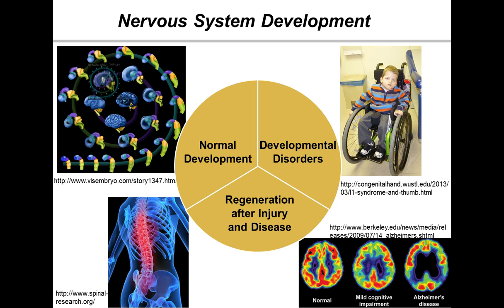Now, this work is relevant in a number of aspects. We would like to have a better understanding of basic normal nervous system development, indicated here by this diagram showing human brain development, but obviously also to better understand developmental disorders such as L1 syndrome, indicated here, or to develop better treatments for regeneration following injury and diseases such as Alzheimer's disease.